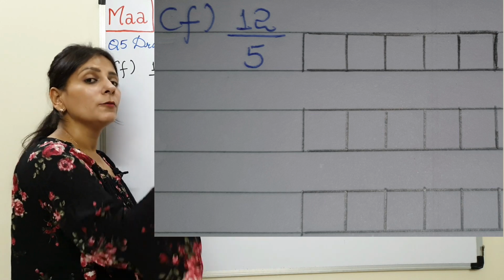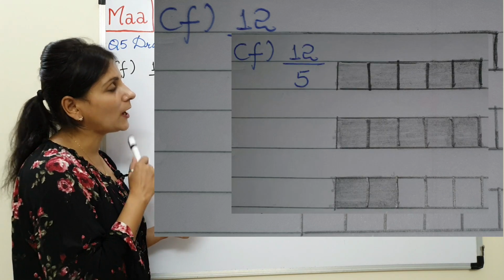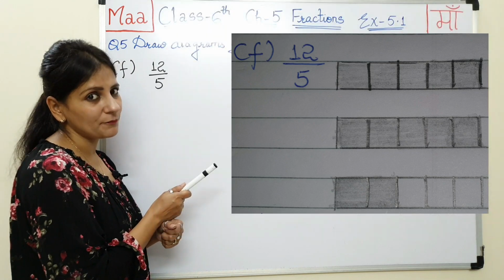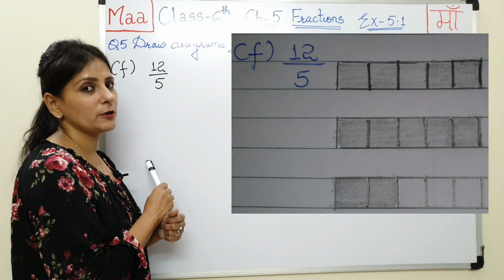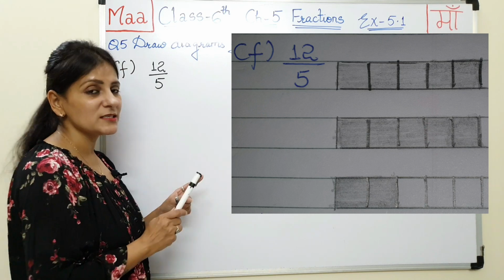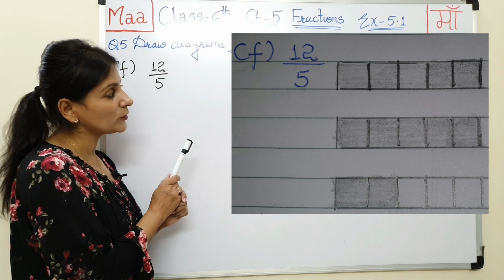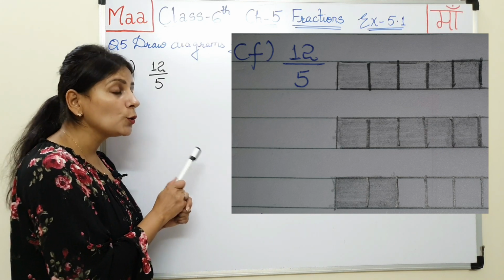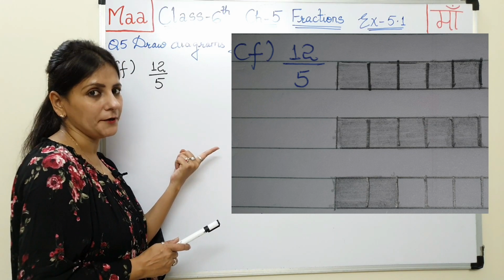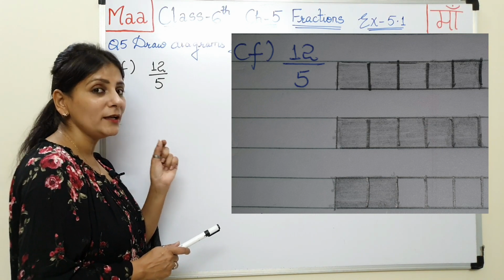Okay, now we will start doing the shading in it. See how. Now in the first rectangular box I have done shading in all 5 parts. Then in the second rectangular box I have again done the shading in all 5 parts. So 5 plus 5, 10 parts I have already shaded. Then in the third rectangular box you can see that I have done shading in 2 parts. Okay, why 2? Because 10 parts I have already shaded in the first 2 rectangles. So in the third rectangle I have shaded only 2 parts.